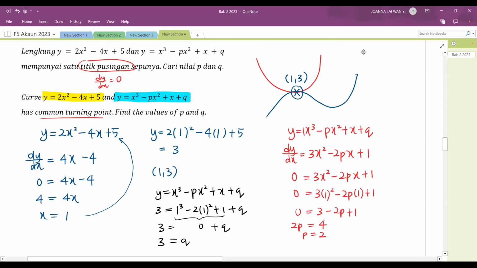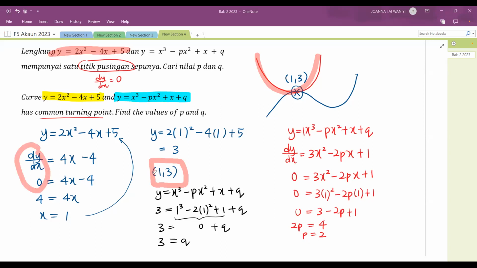Faham soalan ni? Do you understand this question? Faham eh? Ada siapa tak faham tak? Yes, understand. Me. Okay, I repeat again this question. This question, they give you two curve. Dia bagi kamu dua lengkung. So, this curve is the quadratic. So this curve, you can find the turning point. Lengkung ini kamu buat dy dx kosong, kamu boleh buat titik pusing. Ini okey tak? To find the turning point, okey right?